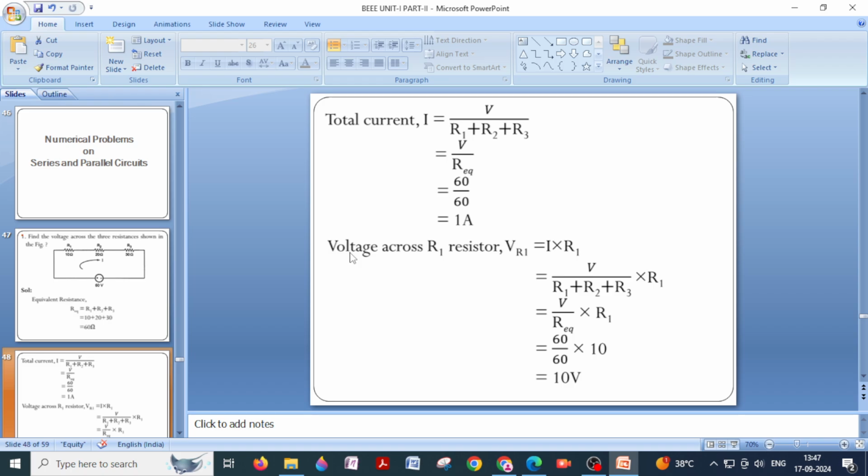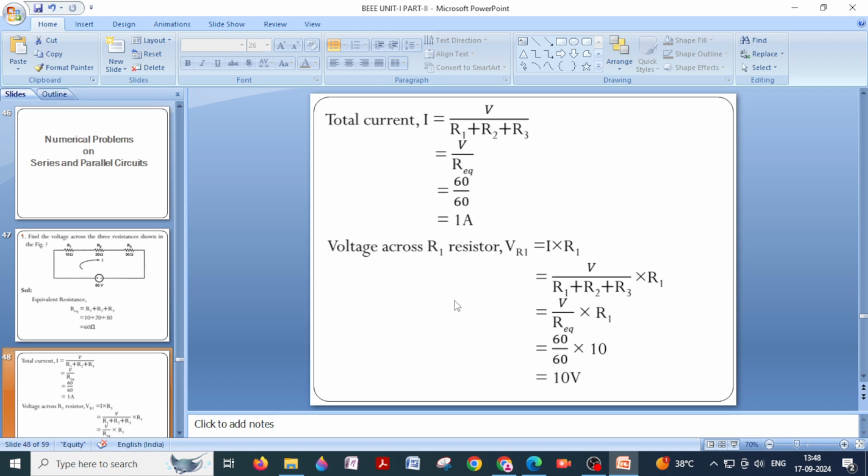Now voltage across R1 resistor, VR1, is equal to the current I into R1 value. VR1 is the voltage drop across resistor R1. So VR1 is equal to I into R1, where I is V by R1 plus R2 plus R3, into R1. Or you can write V by R equivalent into R1. We have already calculated the I value. 1 into R1 value, 1 into 10, you will get 10 volts.